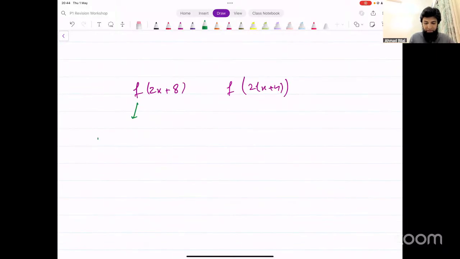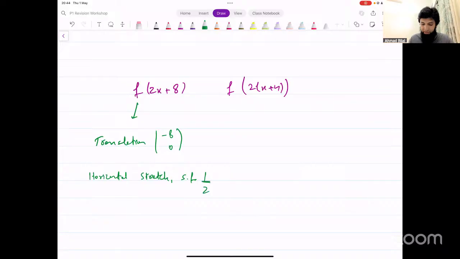You would say this is a translation. This is horizontal transformations, right? You do opposite of BODMAS. So you do translation first, -80, and then you do a stretch. It's a horizontal stretch. Horizontal stretch scale factor 1/2. This is one possible description of this transformation.